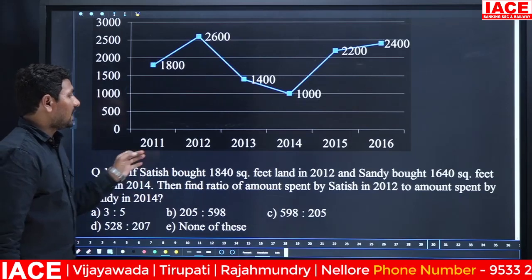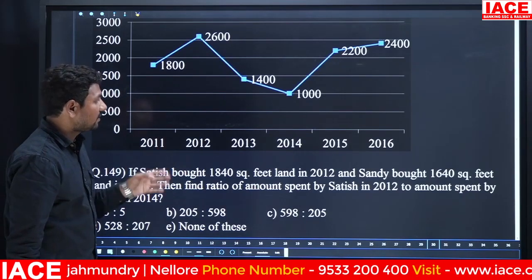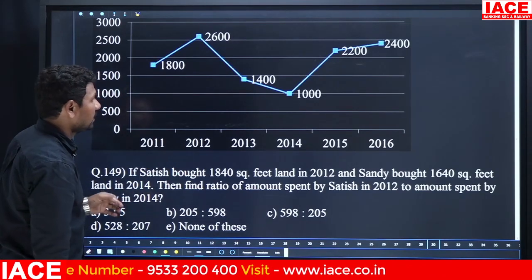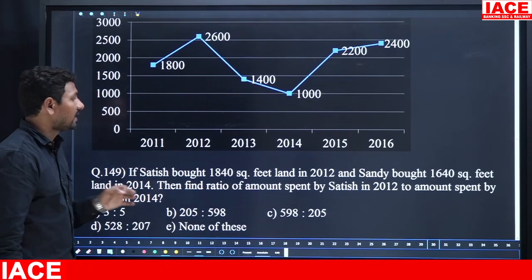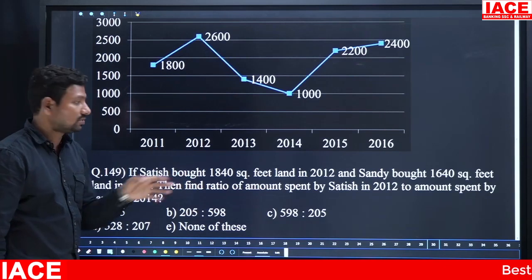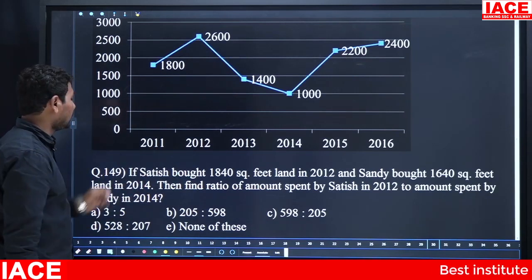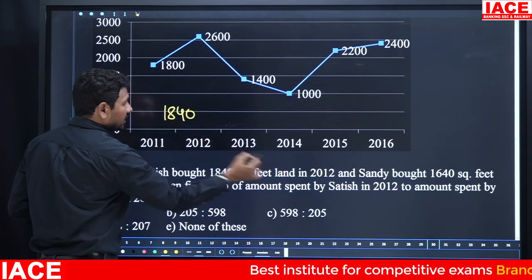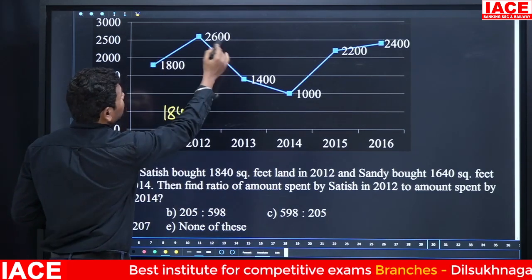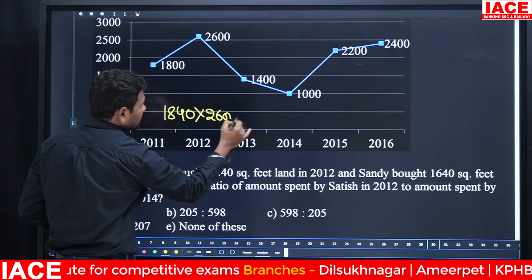If Satish bought 840 square feet of land in 2012 and Sandy bought 1640 square feet of land in 2014, find the ratio of the amount spent by Satish in 2012 to the amount spent by Sandy in 2014. Satish bought how many square feet? 1840 square feet. In which year? 2012. How much rupees per square foot in 2012? 2600 rupees per square foot.